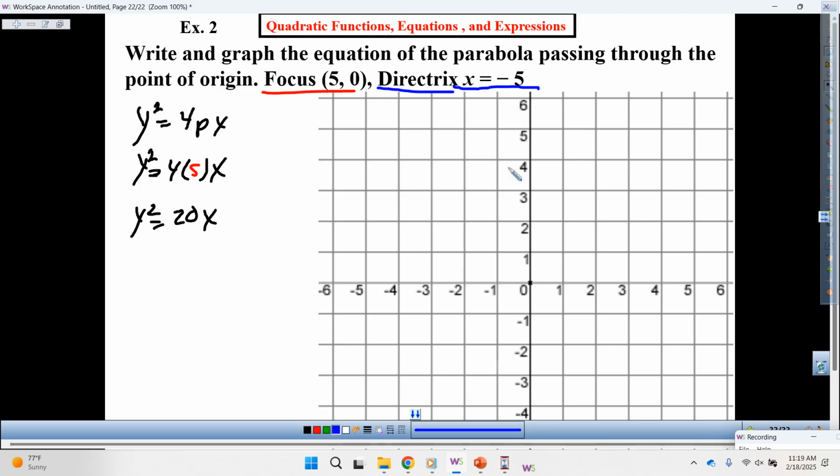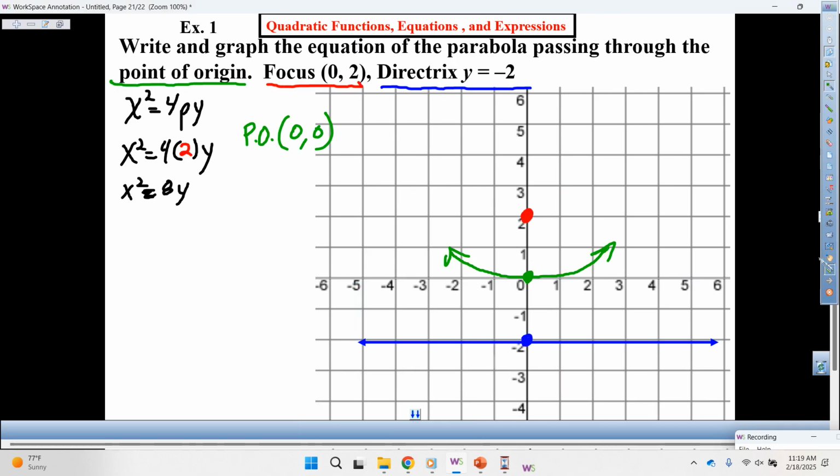And once again, x equals -5 is over here. And you're just paying attention, please. The focus is at 5, 0. And my parabola is passing through the point of origin 0, 0. Something like that. We good? Yeah? All right. Once again, the point of origin is at 0, 0. However, look up, guys. That's really easy because it's going through 0, 0.